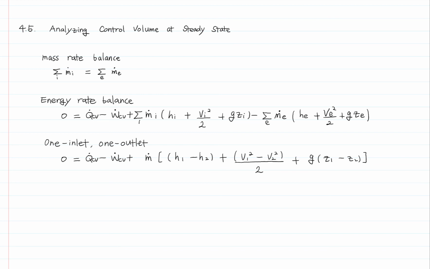4.5 Analyzing control volumes at steady state. At steady state, the properties do not change with time, so there is no change in mass of the system with time. This means that the mass flow rate going into the system equals the mass flow rate going out of the system. The left-hand side term dE over dt is 0 at steady state. For a one inlet and one outlet system, this term indicates the change in enthalpy of the fluid, change in kinetic energy of the fluid, and change in potential energy of the fluid.